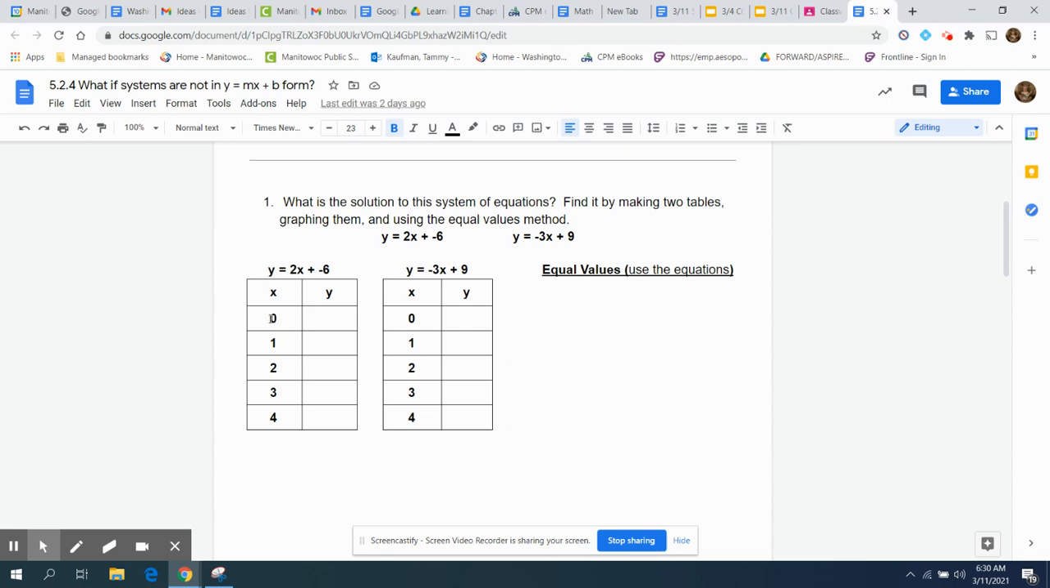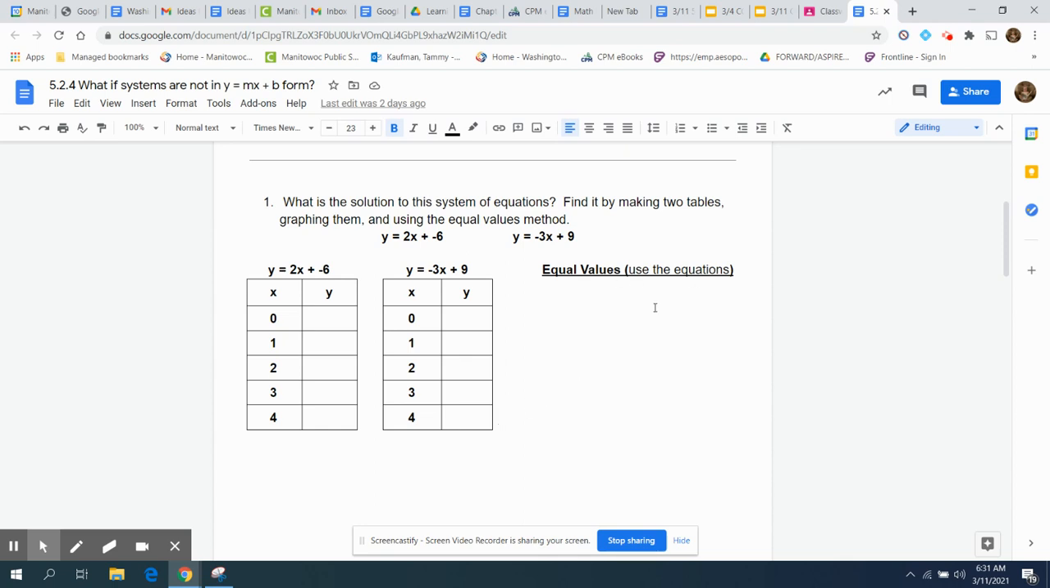So the first entry for this one would be 0, negative 6, because when I plug 0 in for x, 2 times 0 is 0 plus negative 6. That's the one way, or this is my y-intercept. And then it's growing by 2, so it'd be 1, negative 4, 2, negative 2. Those are coordinate points on the graph. The same thing for this equation. You should make a table, see where the entries are exactly the same.